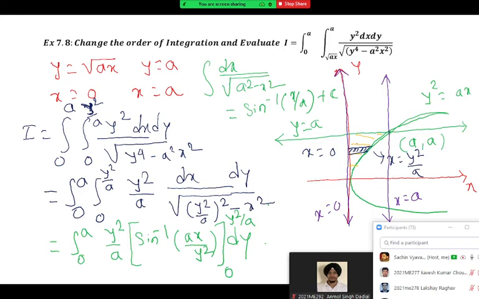Next step is simple now. When we put the upper limit x by y square upon a, what do we get? Sine inverse 1, not 1 by a. Only sine inverse 1, which is pi by 2. And what about sine inverse 0? 0. Correct. And then you have to integrate with y at the end. Complete it and you can tell me the answer.